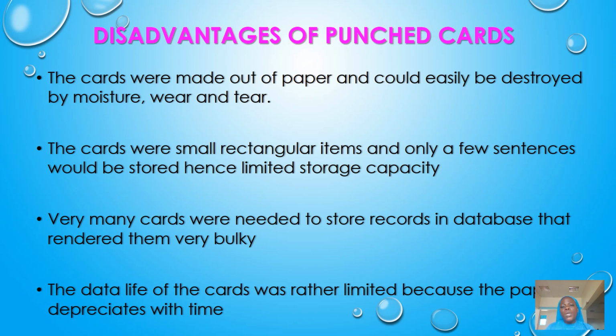Very many cards were needed to store records in a database, which rendered them very bulky, meaning that you had to have a lot. Then the data life of the cards was rather limited because the paper depreciates with time. To depreciate is to fade.